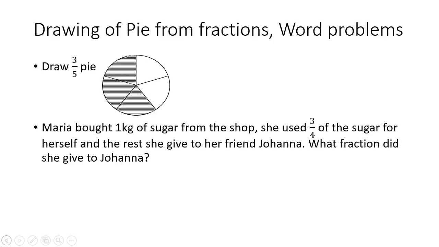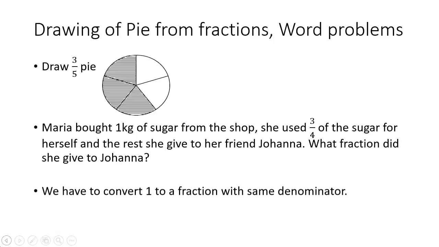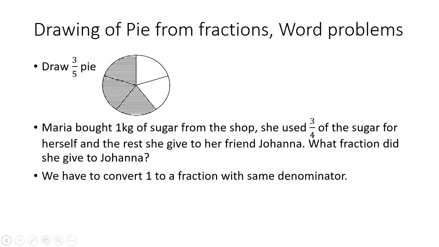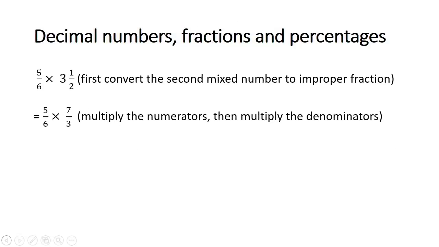Now they are saying, what fraction did she give to Johanna? We want to find out what fraction she has given away if she uses 3/4. So what we need to do is subtract 1 kilogram minus 3/4. How do we do that? We have to convert 1 to a fraction with the same denominator, and the denominator in this case is 4. So 1 times 4 is 4/4, minus 3/4, and that is equal to 1/4. So 1/4 of the sugar is given to Johanna, and she uses 3/4 of the sugar.